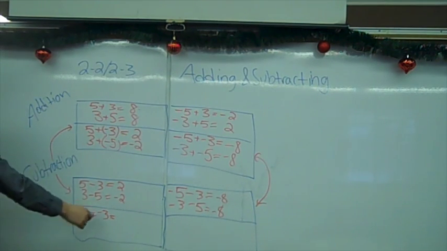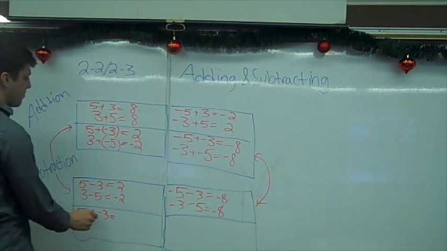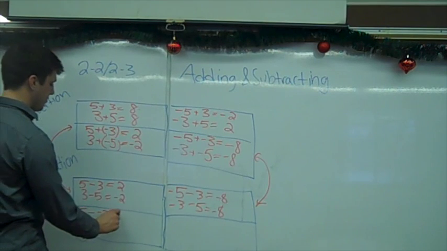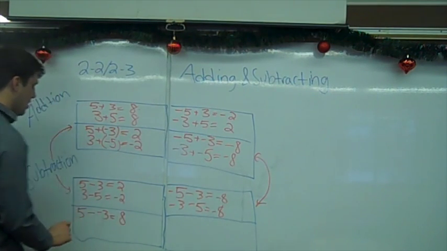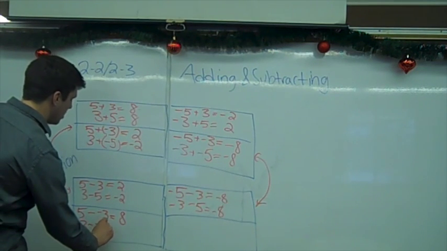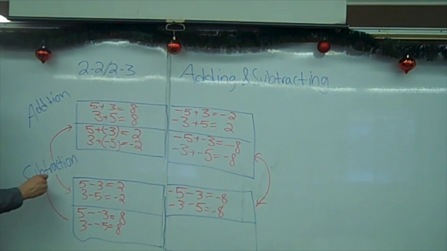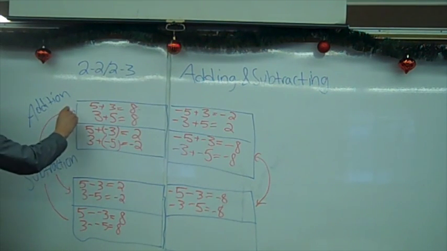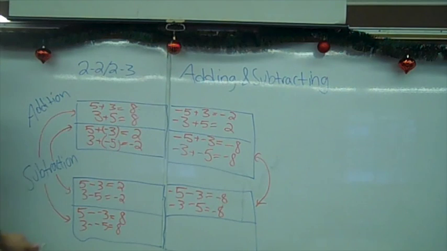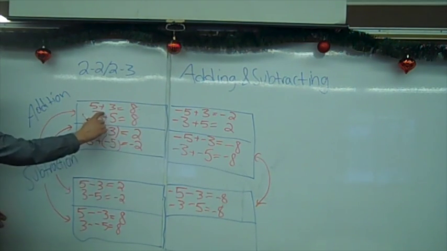Because if you didn't owe me money anymore, then you would be that much amount richer. So, subtracting a negative is the same thing as adding. 5 minus a negative 3 is 8. And 3 minus a negative 5 is also 8. You might see that this section and this section up here are the same. Why? Because subtracting a negative is the same thing as adding.